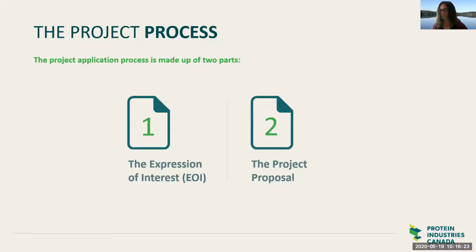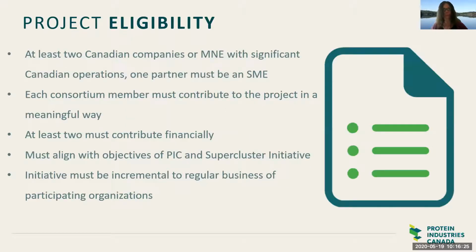To be eligible under this program, you must have at least 2 Canadian companies involved in the consortium. One of them can be a multinational. There is no issue with that, but at least one partner must be an SME. Each consortium member must contribute to the project in a meaningful way, and what that means for your particular project, we can discuss what that is for you. However, at least 2 of the members of the consortium must be contributing financially.